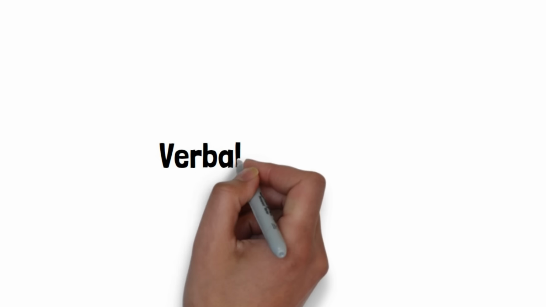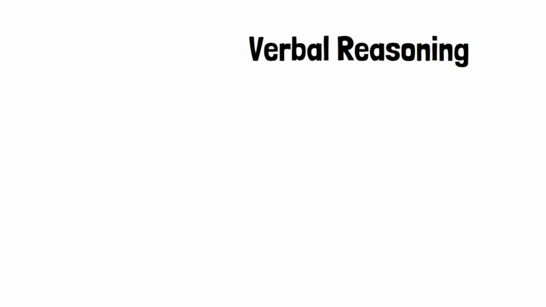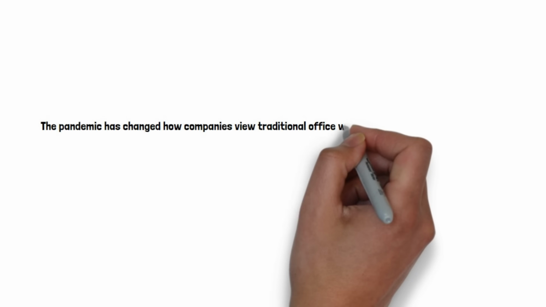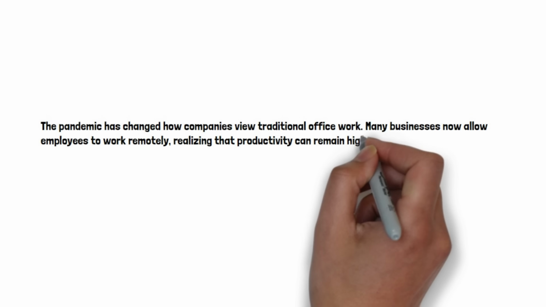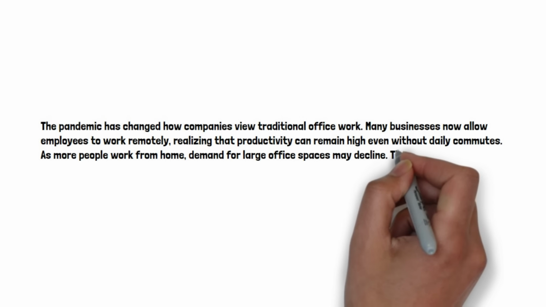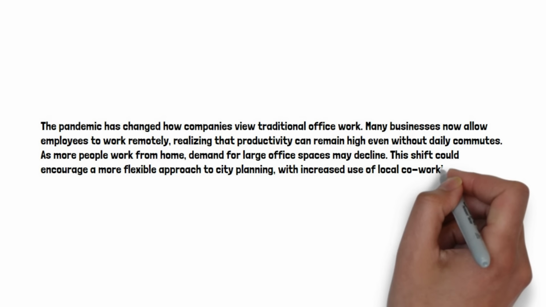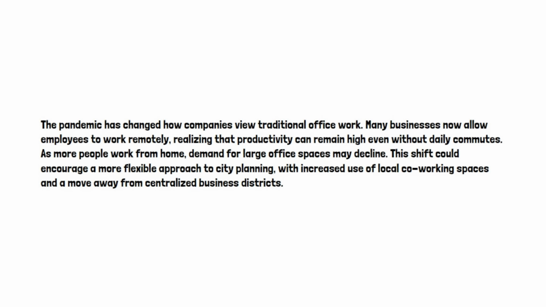In verbal reasoning under Logiks General Advanced Test, you'll face 12 questions in 8 minutes. These are more complex, testing your ability to interpret and analyze longer passages of text. Sample question. The pandemic has changed how companies view traditional office work. Many businesses now allow employees to work remotely, realizing that productivity can remain high even without daily commutes. As more people work from home, demand for large office spaces may decline. This shift could encourage a more flexible approach to city planning, with increased use of local co-working spaces and a move away from centralized business districts.